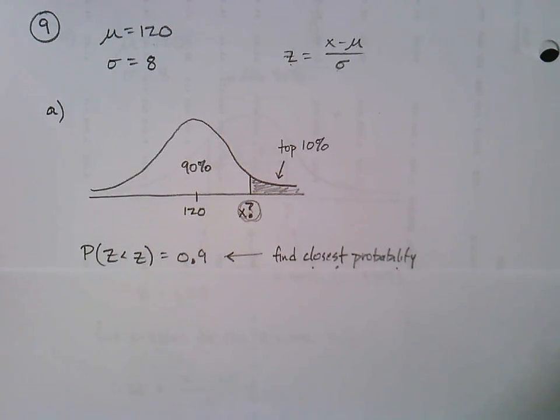The probability that capital Z is less than little z equals 0.9. That's going to tell us the Z-score. Now, if you grab your table and try to find 0.9, it's not going to be there. And okay, that's the way it goes. What we're going to do is just find the closest thing that we can in our table to 0.9. I'll give you a moment. Look in your table. Try to find 0.9 in the middle of the table and get the closest thing to it.